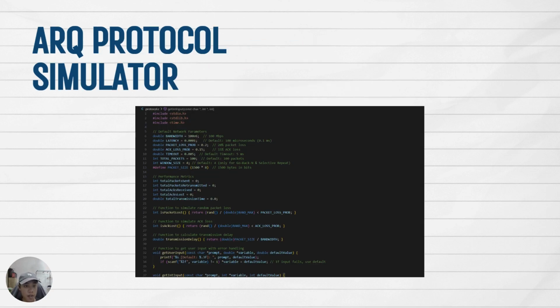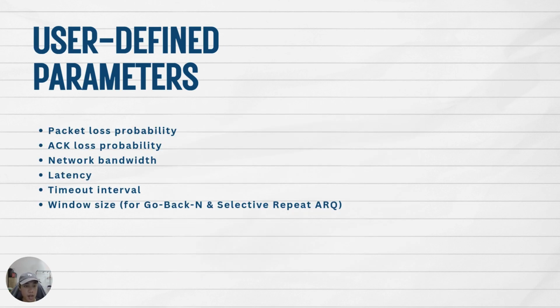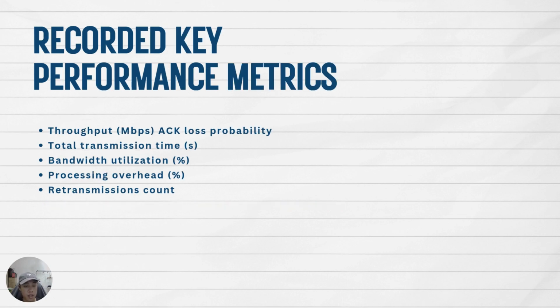We also ran some tests using the ARQ protocol simulator, which is provided by our lecturer. These are the user-defined parameters: packet loss probability, ACK loss probability, network bandwidth, latency, timeout interval, and lastly window size for go back N and selective repeat ARQ. These are the recorded key performance metrics: throughput in Mbps, loss probability, total transmission time, bandwidth utilization, processing overhead, and the transmission count.